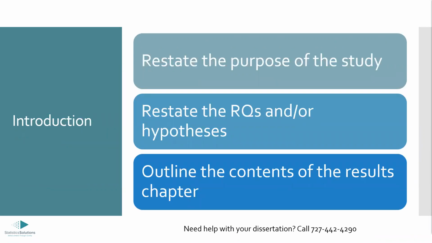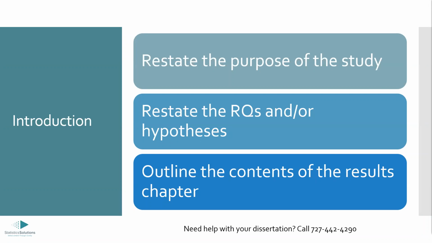So now let's get into the typical components of the results chapter. This starts with just a basic introduction, which you usually find at the beginning of every chapter in the dissertation. The purpose of the introduction is really just to reorient the reader to the purpose of the study, restate the research questions and hypotheses, and outline what's going to be in the chapter. So you can start with a simple restatement of the purpose or the problem of the study.